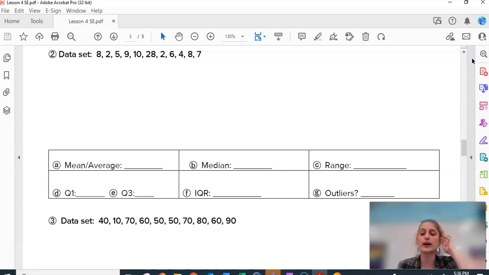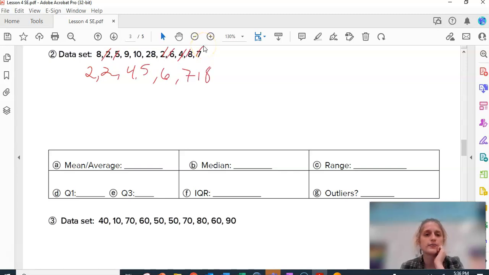All right, on the required page, we have a set of data that we need to start by putting in order from least to greatest. 2 is the smallest number I see. I see another 2. I see a 4, a 5, a 6, a 7, an 8. Oh, actually 2 8s. A 9, a 10, and a 28. Quick check, I should have had 11 numbers, and I have 1, 2, 3, 4, 5, 6, 7, 8, 9, 10, 11.